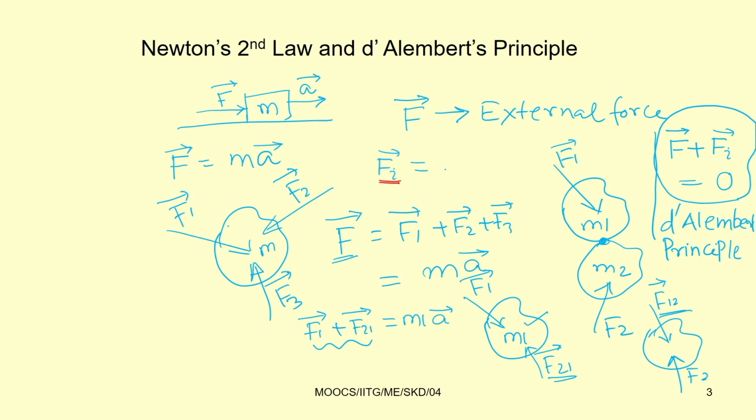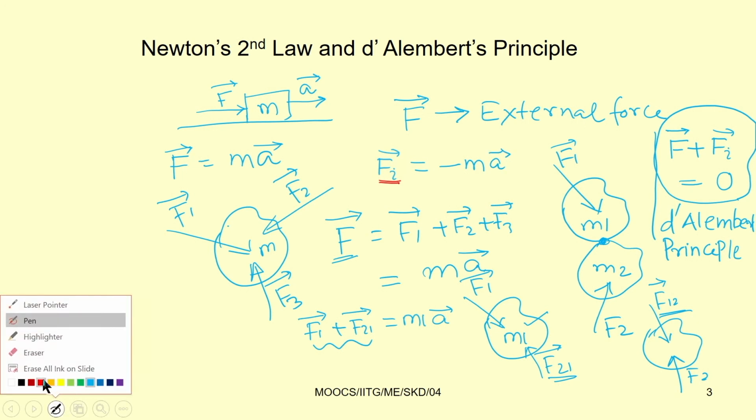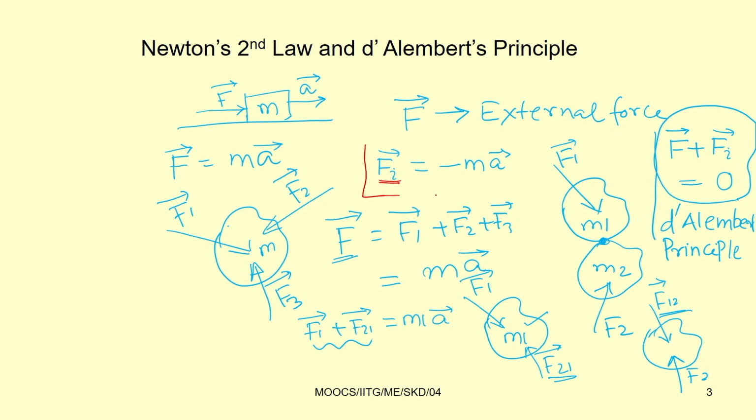Fi equal to minus m into A. This is the inertia force, minus m into A. In Newton's second law, F equal to m A, if you take m A to the left hand side, this becomes F minus m A equal to 0. This minus m A can be written as Fi, so this becomes F plus Fi equal to 0.